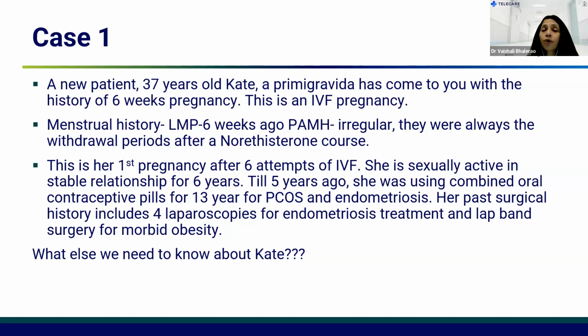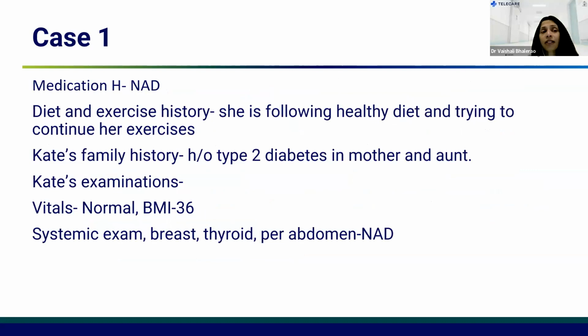Until 5 years ago, she was using the combined oral contraceptive pill for 13 years for polycystic ovarian syndrome and endometriosis. Again, a very common presentation nowadays. Her past surgical history includes 4 laparoscopies for endometriosis treatment and comorbid obesity. What else do we need to know about Kate? Do we need to know anything more? You can type things down or go through all the things you would like to know. So yes, we need to know more things, for example, medication history.